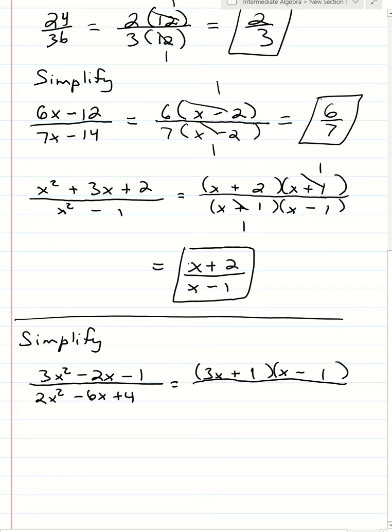Now the denominator. Before I do anything with the denominator, I want to initially factor out a common factor of 2. If I take out the common factor of 2, I would have an x squared minus 3x plus 2. And now this is factorable. I still have the 2. I set up my parentheses.